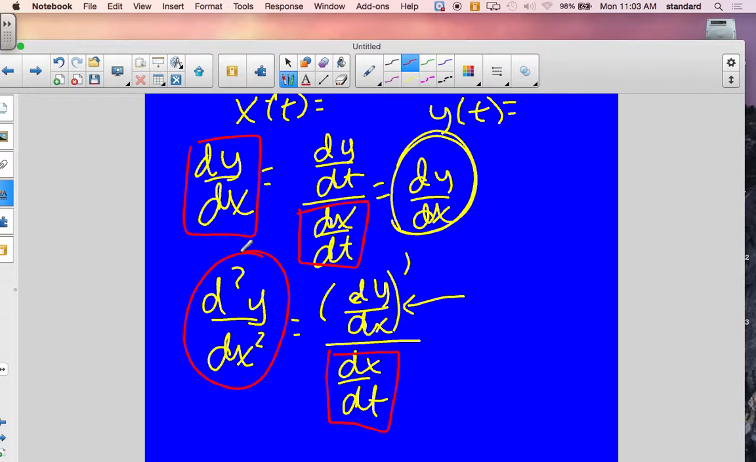Real easy things to do on the AP exam, you just gotta be told what you're allowed to do. We'll make sense of it all. A dy over dx, of course, is always the change of y with respect to x, the slope of the tangent line. And the second derivative is the rate of change of the slope of the curve, acceleration.